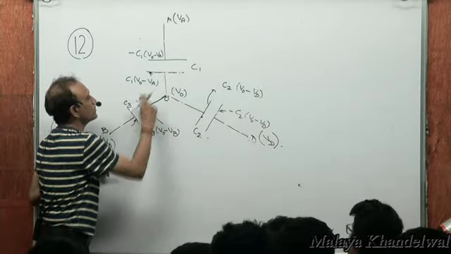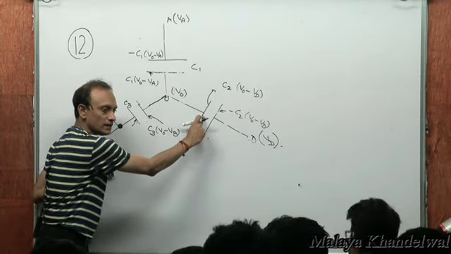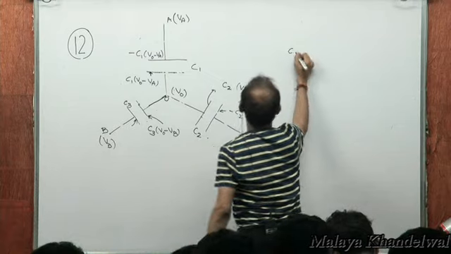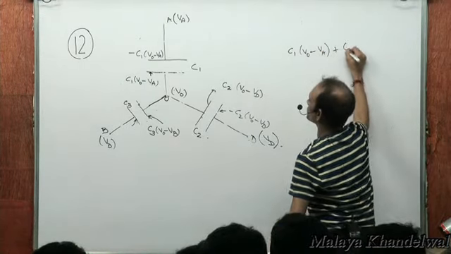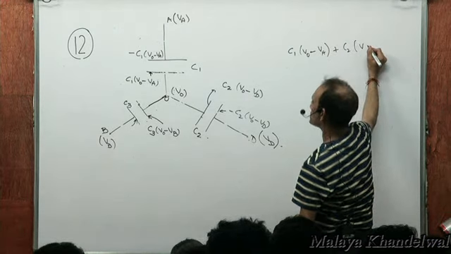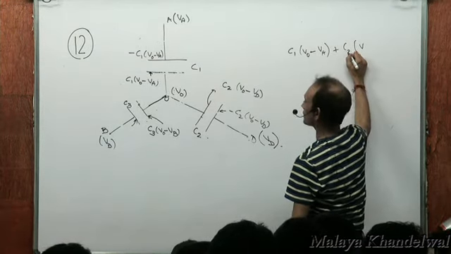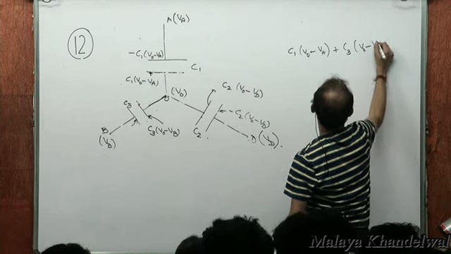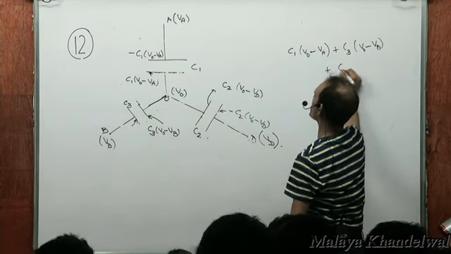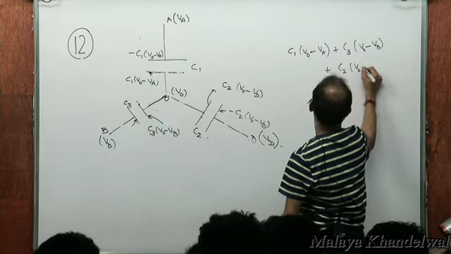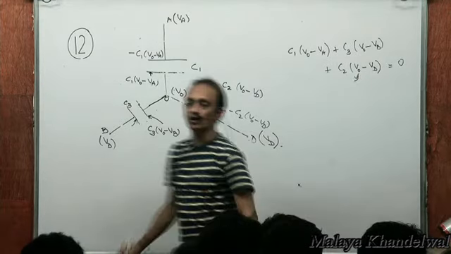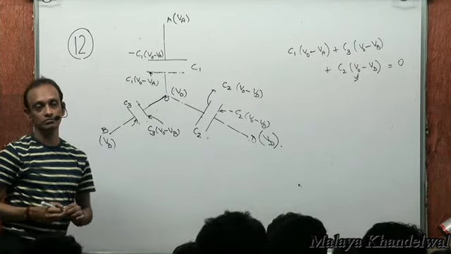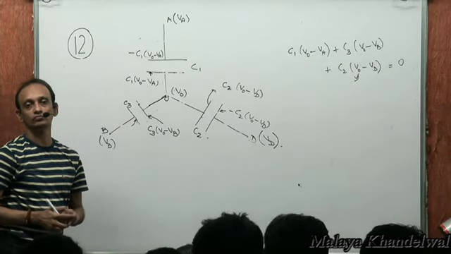So this charge plus this charge plus this charge must be 0. So we have C1(V0 - VA) + C2(V0 - VB) + C3(V0 - VD). That must be 0. And I can solve for V0. Yes or no?